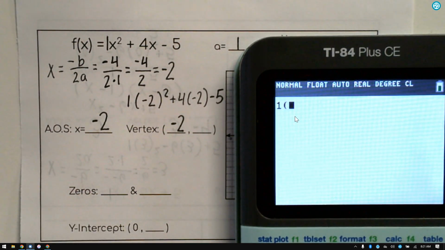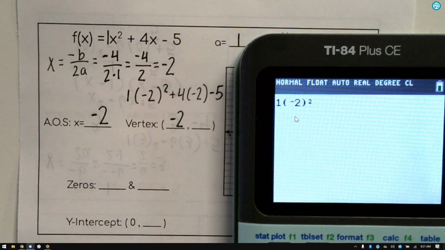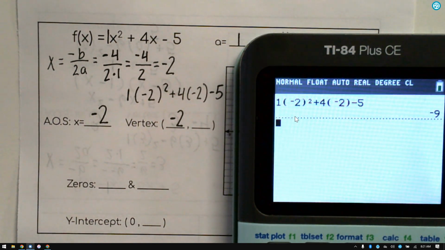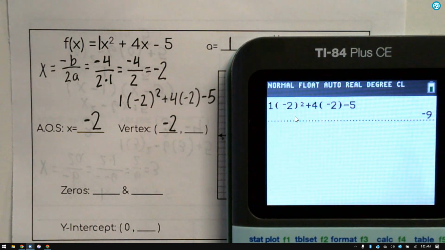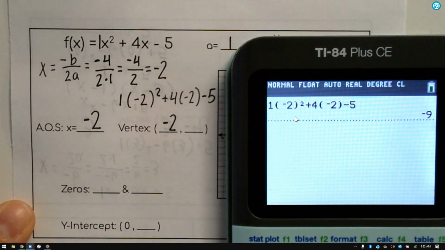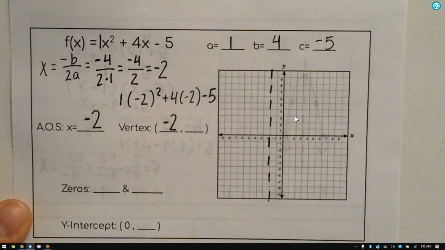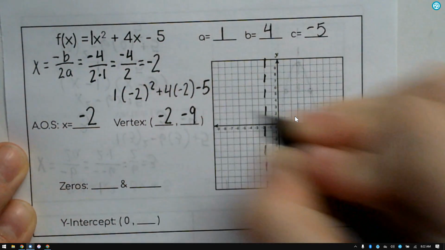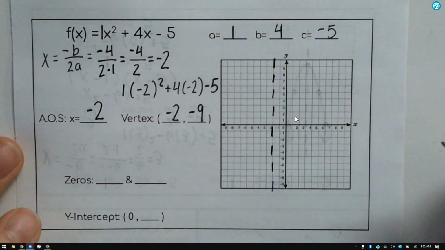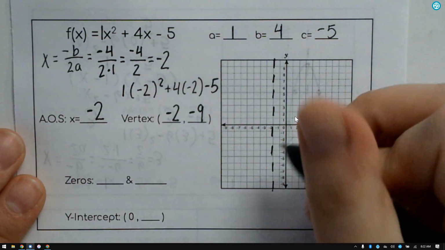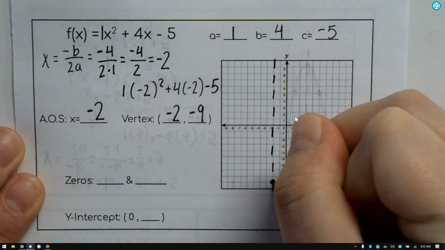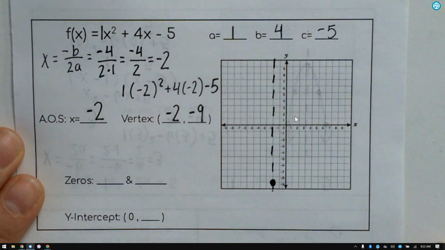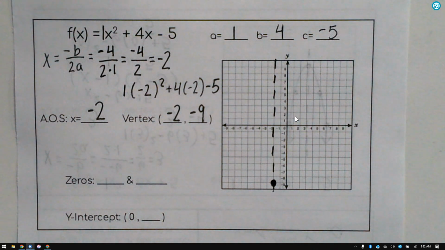Okay, so 1 times negative 2 squared plus 4 times negative 2 minus 5. I get -9 as my y value of my vertex. So I can graph that at -2, -9. These graphs are 10 by 10, so you can use that to help you and be like, oh, I don't need to count to 9. I can just go 1 in because they're 10 by 10.